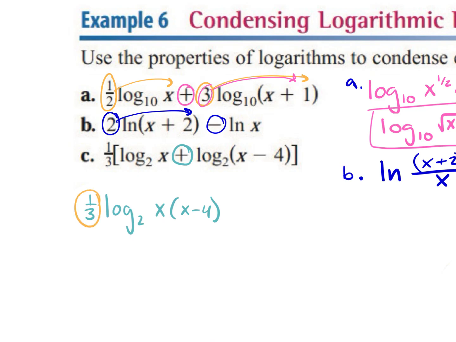Make it an exponent. But this coefficient is being applied to both of these things. If I put 1/3 up here, how else could I write the 1/3 power? It would be the cubed root. Perfect. So we have the log base 2. Now in the cubed root, since it's being applied to the x and the x minus 4, they're both going to go into our cubed root here. So the cubed root of x times x minus 4.